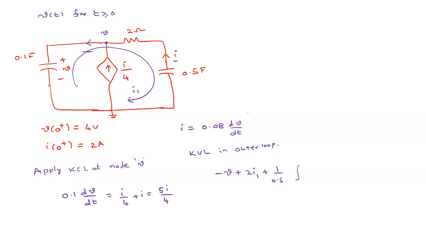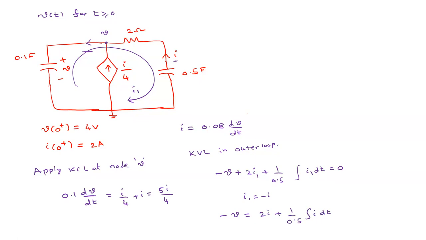One upon 0.5 into integration of I1 dt, which is equal to zero, right? Yes. So now you know that I1 equal to minus I, right? So substitute here. So minus V. So what you will get? Minus V equal to, so bring out the other side, minus one and all those things, right? So it will be 2 into I, agree? Plus 1 by 0.5 integration of I dt. Is this equation correct? Yes, sir.